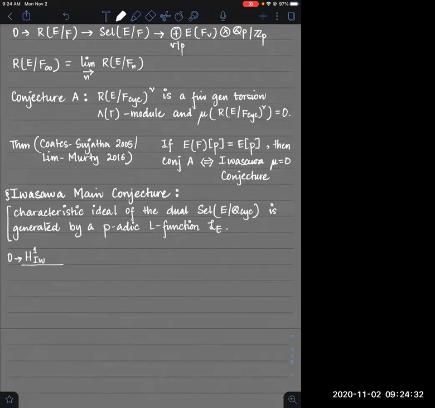So this is the Iwasawa cohomology group. This is the inverse limit of H1s. We're looking at the ideal that's generated by z Kato. So z Kato is an element of the Euler system that Kato defined. Then we look at H1 Iwasawa local and look at the local z Kato. Then you have the Selmer group. And then you have the Fine-Selmer group.